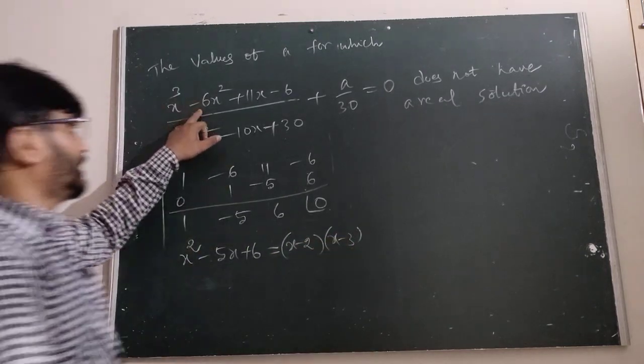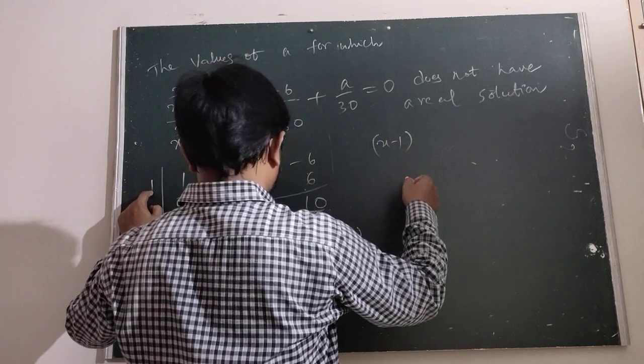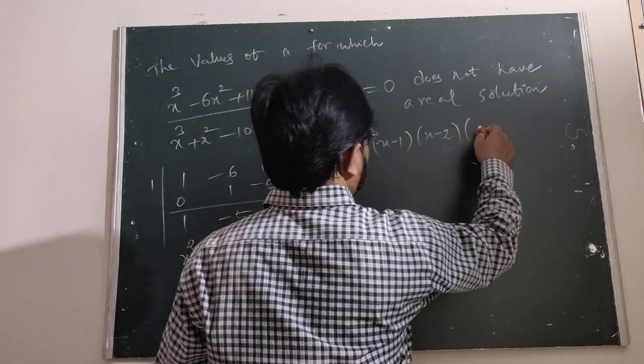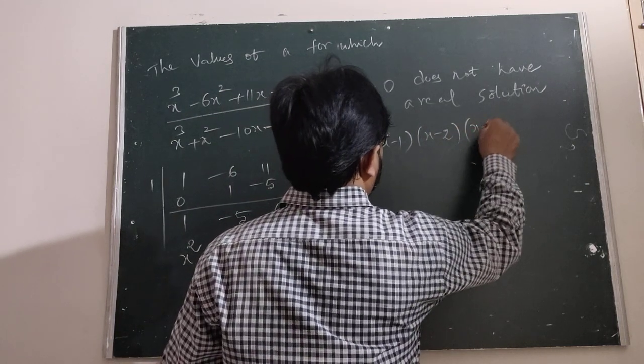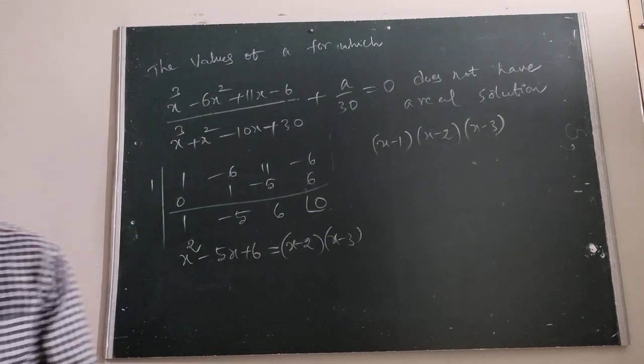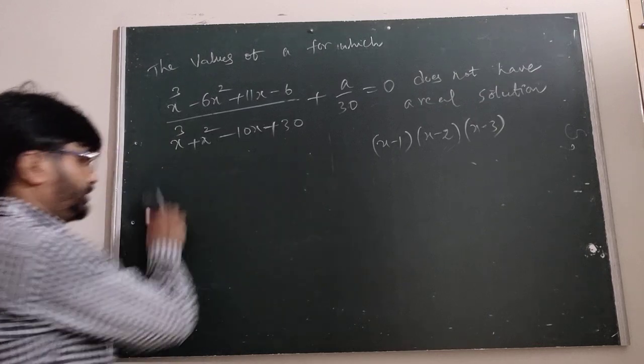Therefore the numerator can be written as x minus 1, which is one of the factors, and the other factors are x minus 2 and x minus 3. These are the factors of the numerator of f of x. Now we expand into the factors of the denominator.